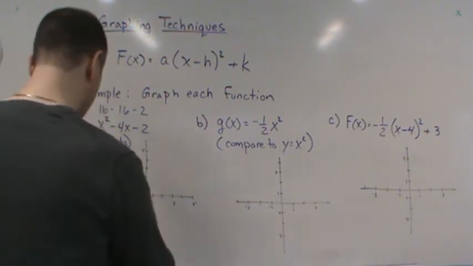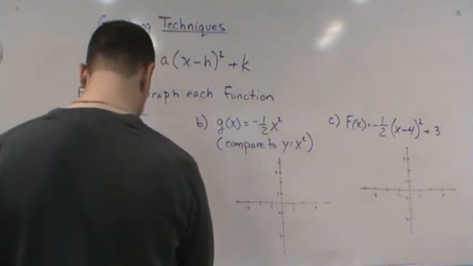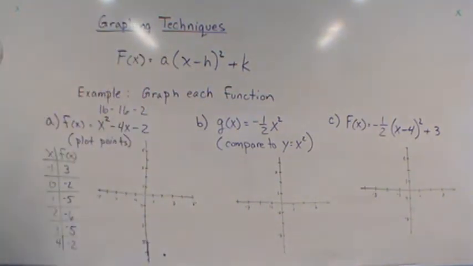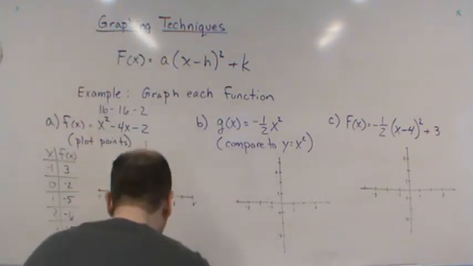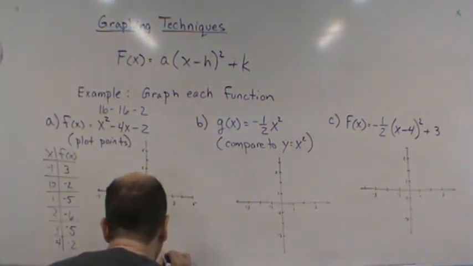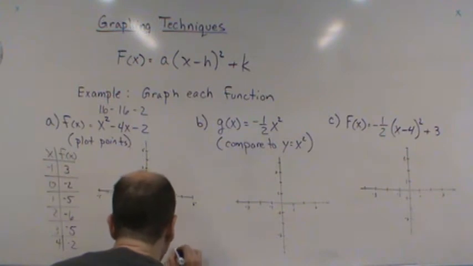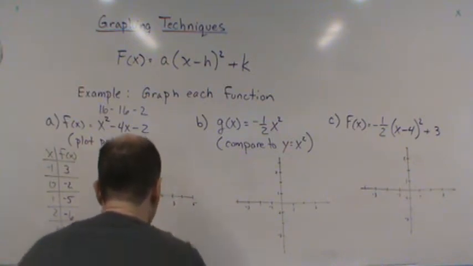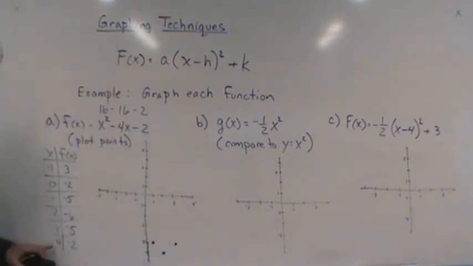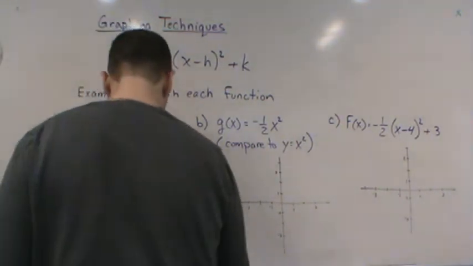Okay, so we're at 2, negative 6, so it looks like we're down here, right? And then we're going to 3, negative 5. So we're going up to, let me plot this a little better. Okay, and then we're going to go to 4, negative 2.